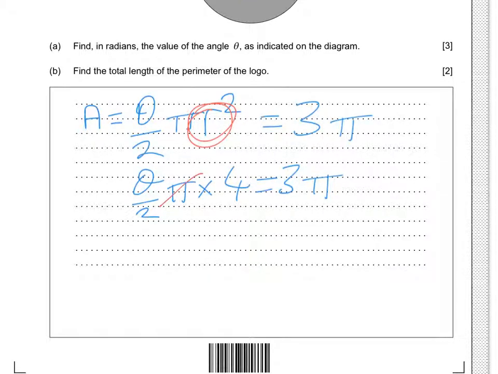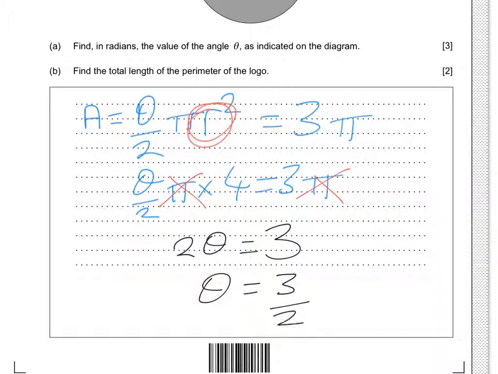You can divide both sides by pi. Let's get rid of those. 4 over 2 is 2. So we've got 2 theta is 3. So theta is 3 over 2 radians.